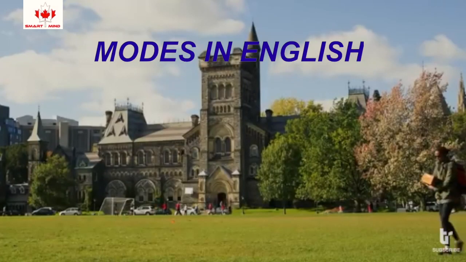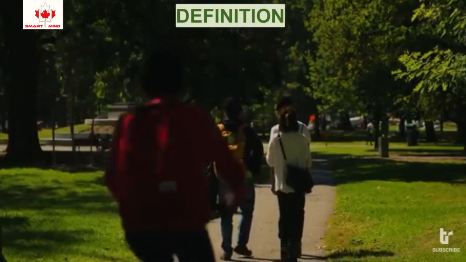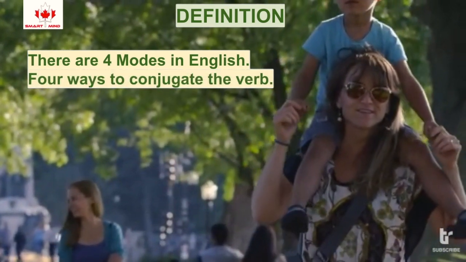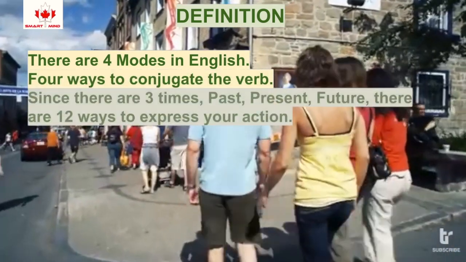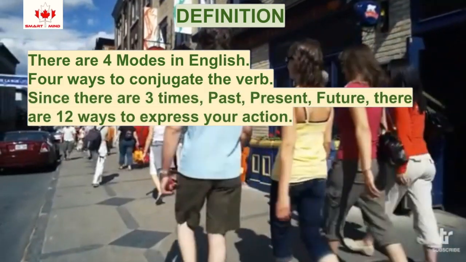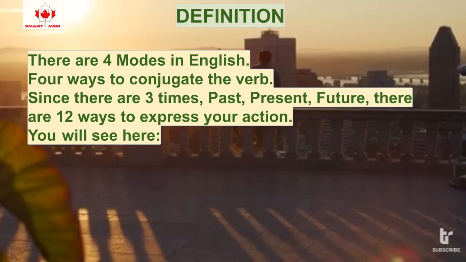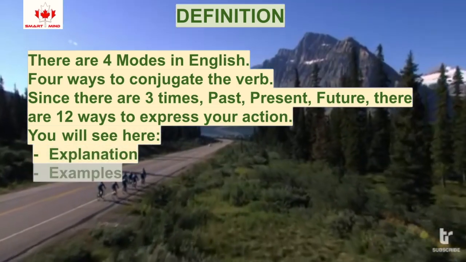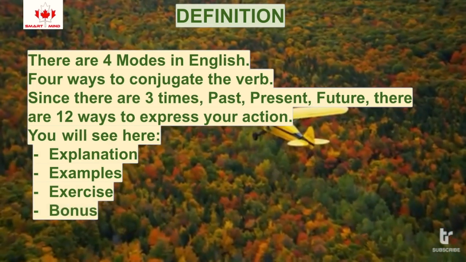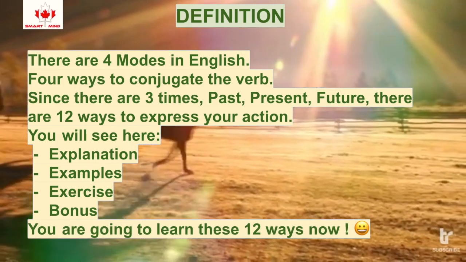Modes in English. Definition. There are 4 modes in English, 4 ways to conjugate the verb, across 3 times: past, present, future. There are 12 ways to express your action. You see here explanation, examples, exercise, and you have a bonus. You're gonna learn these 12 ways now.